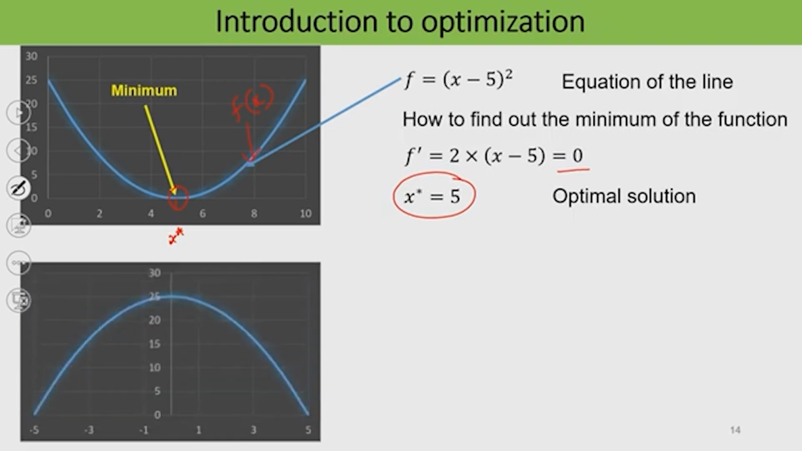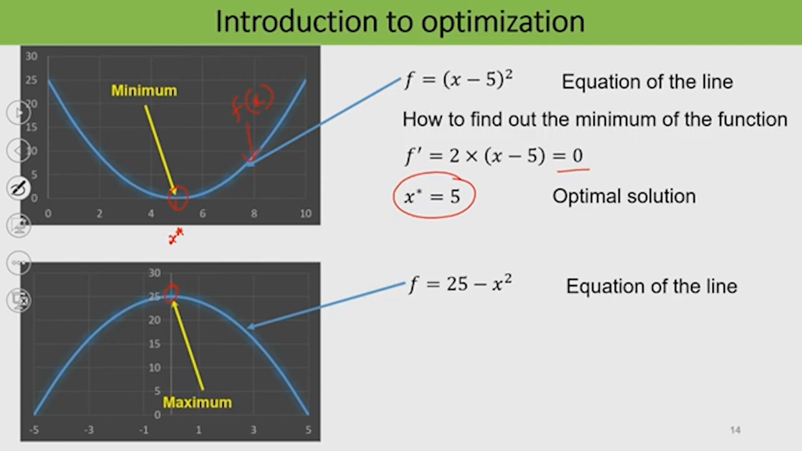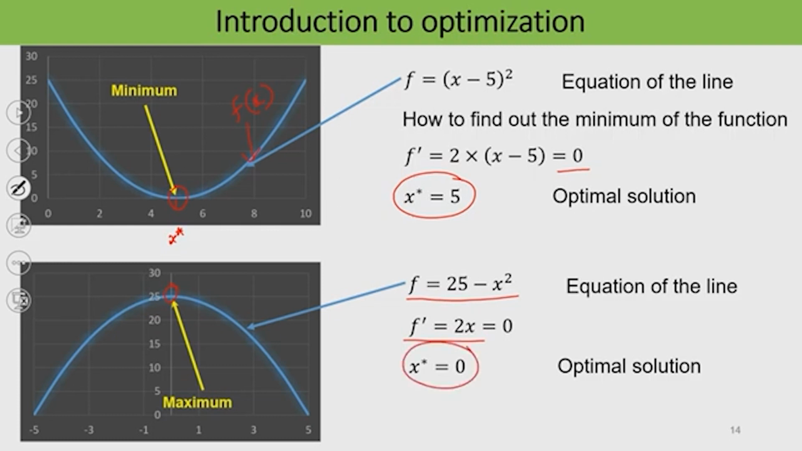Now, let us take another function. Here the maxima of this function is somewhere here, and the maxima is at 0. In the previous case the minima was at 5, and in this case the maxima is at 0. Suppose the function is 25 minus x square, and I would like to find the maximum point of this particular function. I will take the first derivative. The first derivative, minus 2x equal to 0, and if I solve it, I will get the solution.